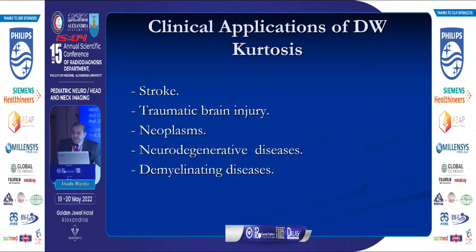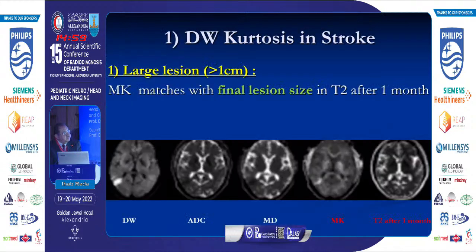Now, what are the clinical applications of this kurtosis? There are many, beginning by the first one, in stroke. In stroke, if the lesion is more than 1 centimeter, they found that the final lesion size after 1 month on T2 corresponds to the original size in the kurtosis map.